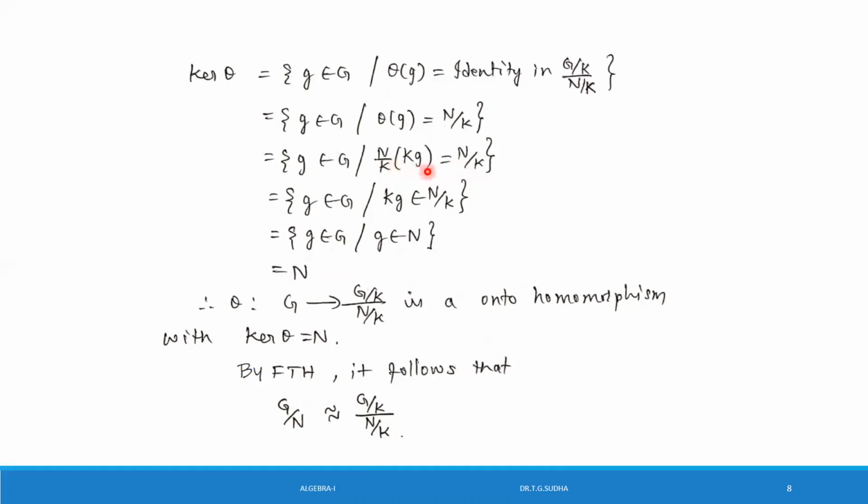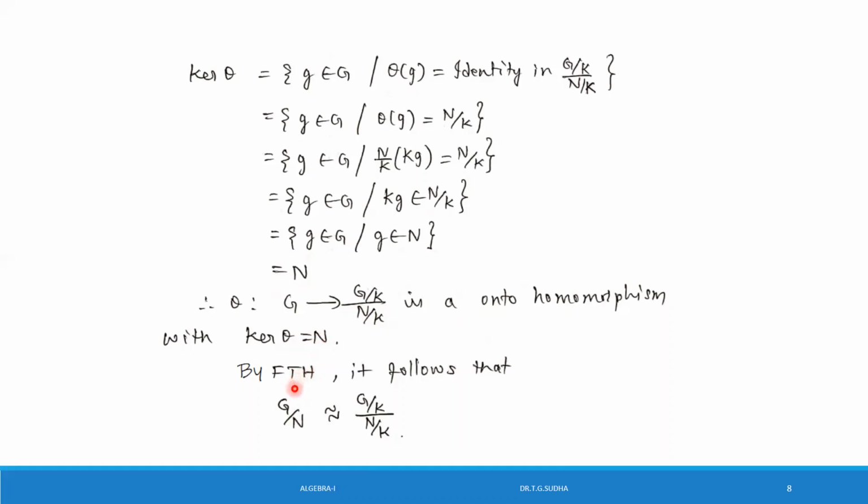So, N/K of Kg is equal to N/K implies this Kg must belong to N/K. Since Kg belongs to N/K, this element g must belong to N. So it is the set of all g belongs to G such that g belongs to N. So this gives us the set N. Therefore, the kernel of theta is N. Therefore, theta is a mapping from G to G/K by N/K, which is an onto homomorphism with kernel theta equal to N.